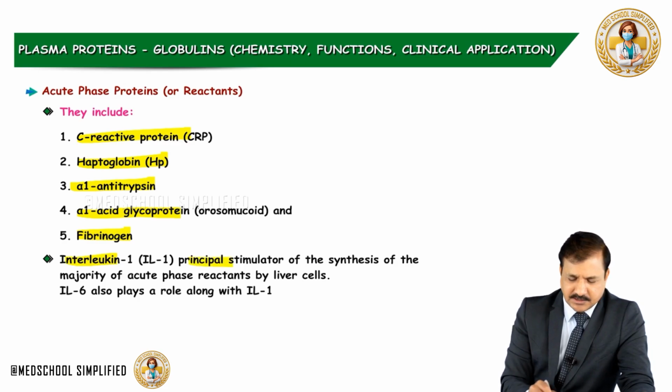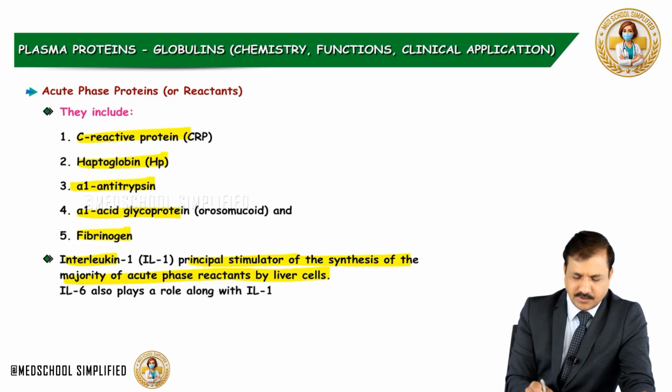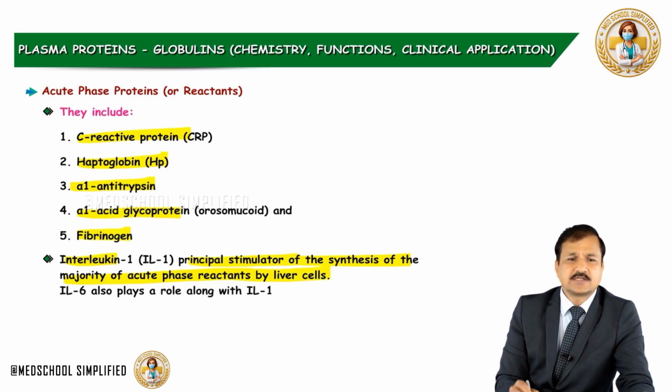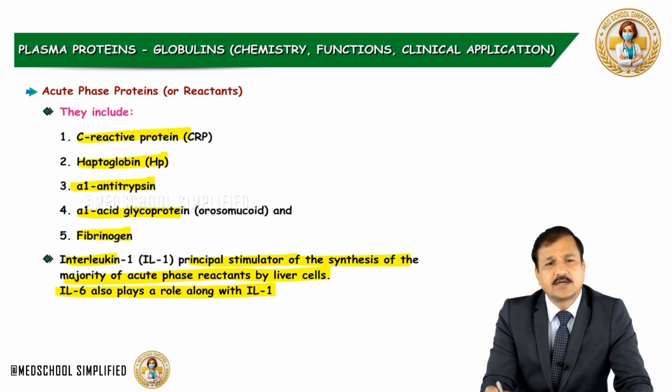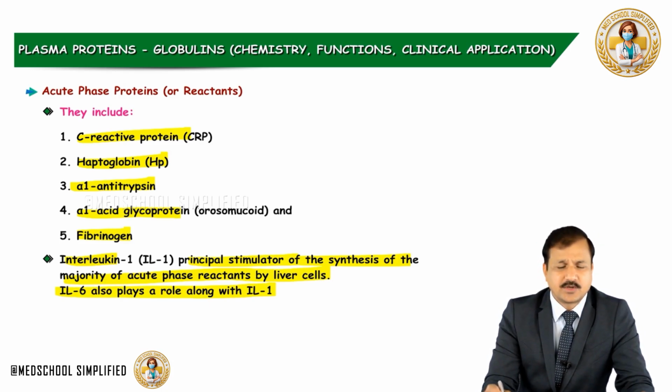Interleukin-1 is the principal stimulator of the synthesis of the majority of these acute phase proteins by the liver cells, and interleukin-6 also plays a role along with interleukin-1 in this process.